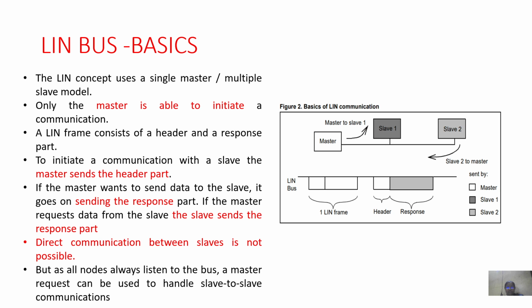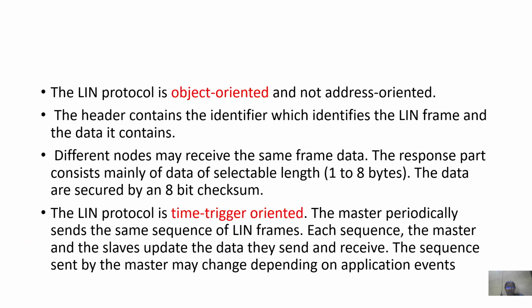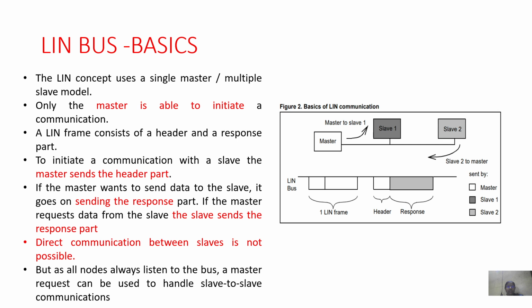So these are the basics of LIN communication. It uses a single master, multiple slaves. The LIN frame consists of a header and a response part. To initiate a communication with the slave, the master sends the header part. If the master wants to send data to the slave, it goes on sending the response part. If the master requests data from the slave, the slave sends the response part.